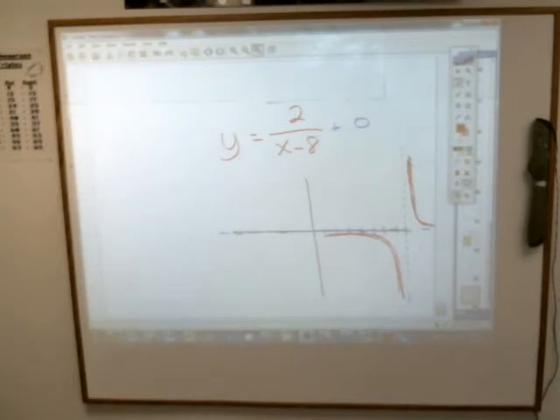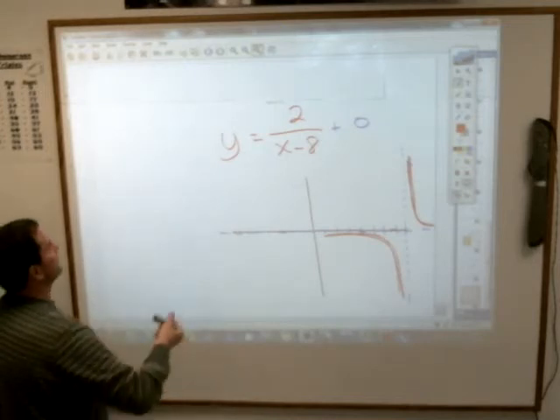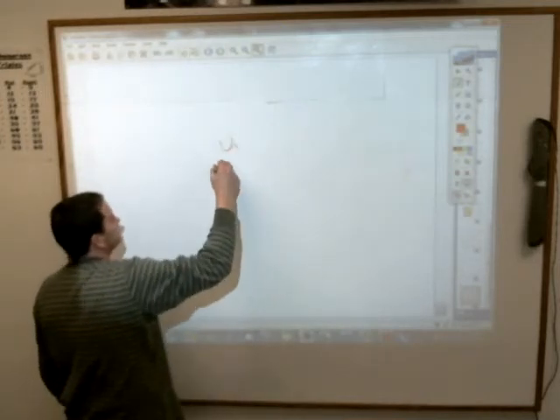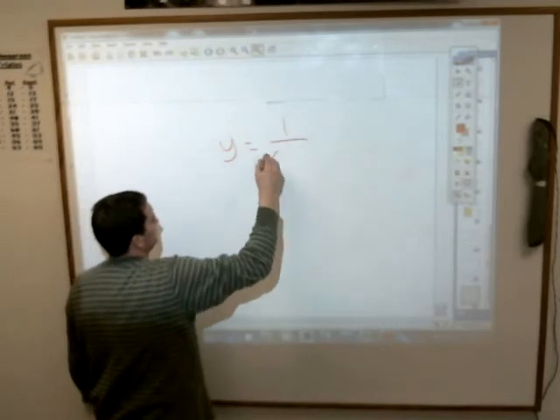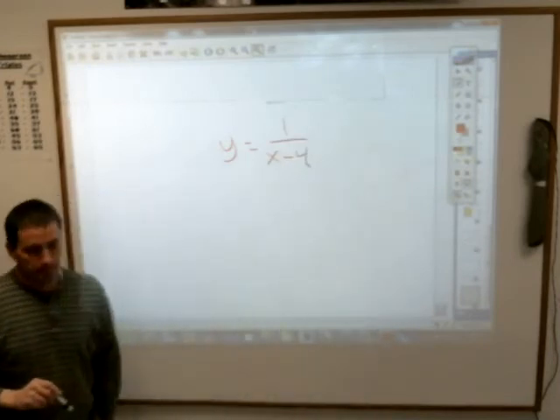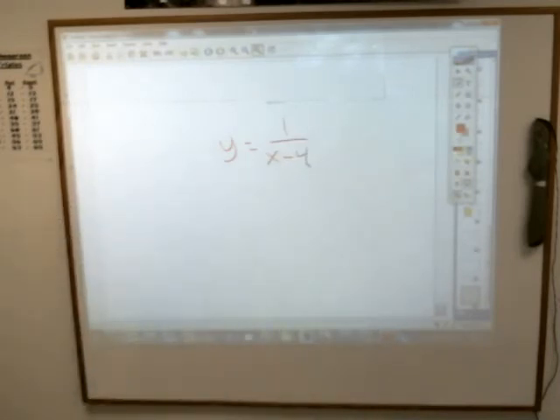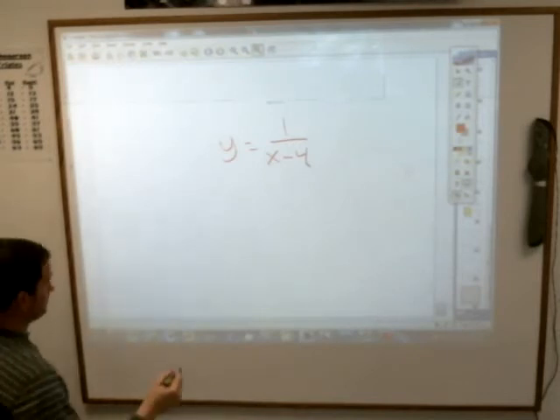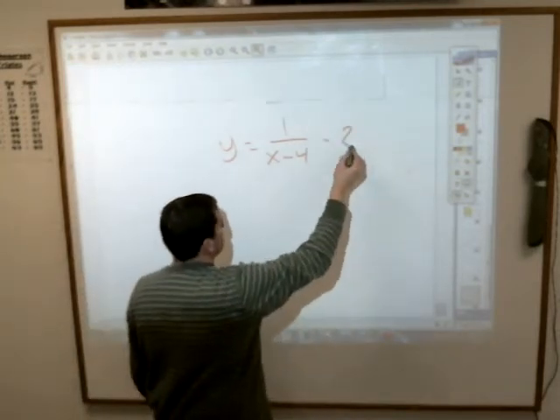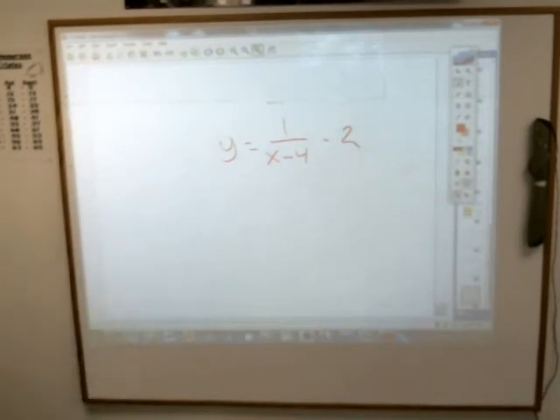Alright, so let me give you one. I'm bad at drawing dashes, so y equals 1 over x minus 4. Y equals 1 over x minus 4 minus 2. Graph that one for me, please. Minus 2. Minus 2.